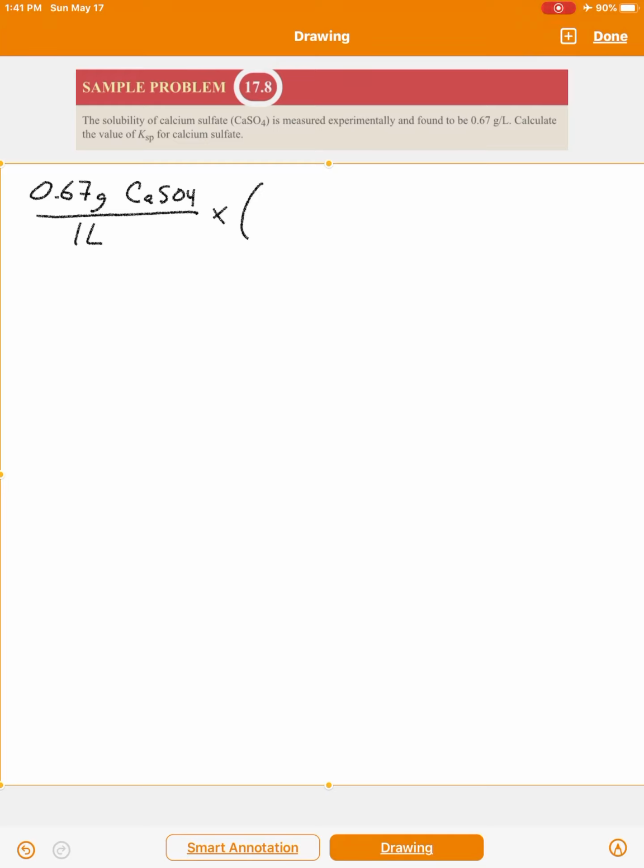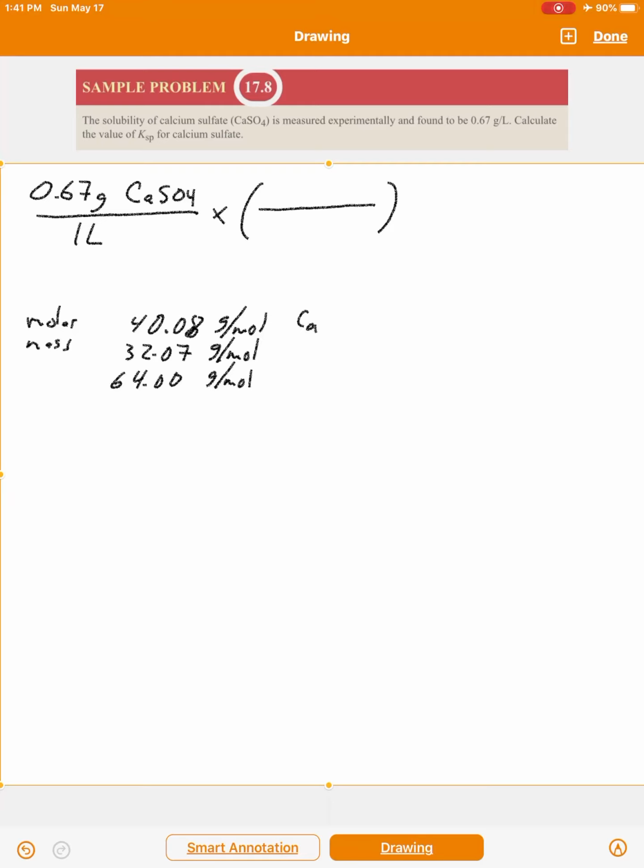So what I'm going to do is multiply this by a ratio that involves the molar mass. Calcium is 40.08 grams per mole. Sulfur is 32.07. And 4 oxygens would be 64. So that's your calcium, your sulfur, and your 4 oxygens. So 136.15 grams per mole.